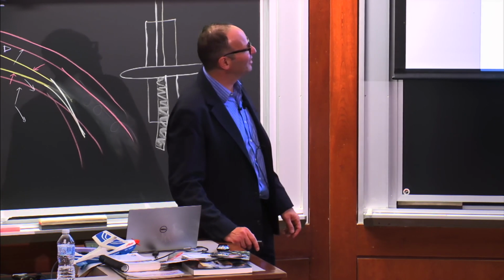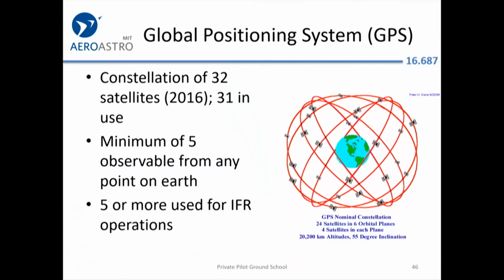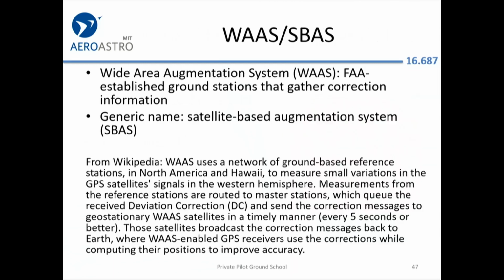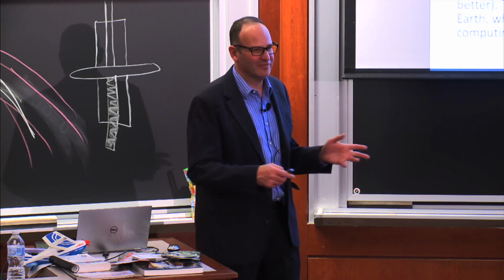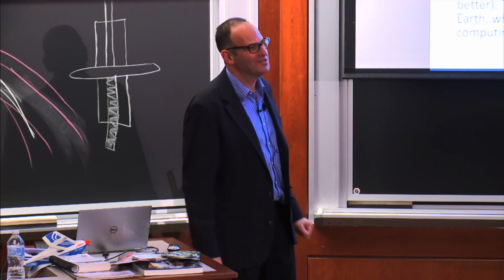The 32 satellites as of 2016 were up, 31 were in use. You can always see 5. For IFR, the idea is to try to get some redundancy. There are some tweaks to that system. I think what I just described would work really well in outer space, where there's no atmosphere to bend or distort any of the radio signals.